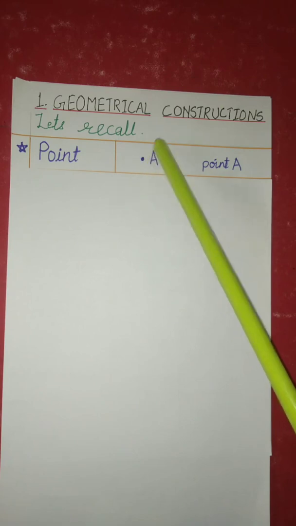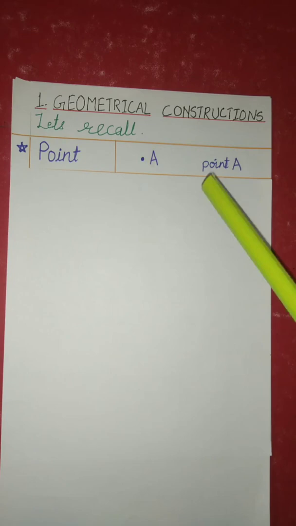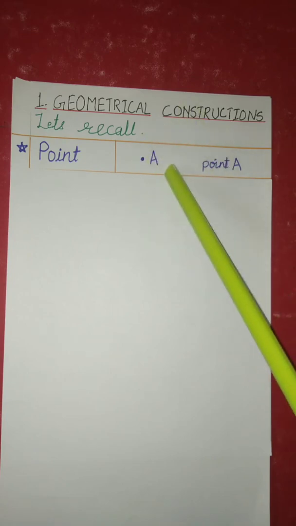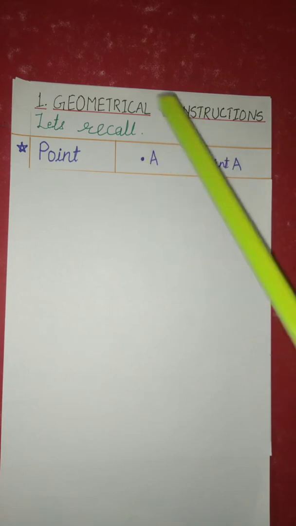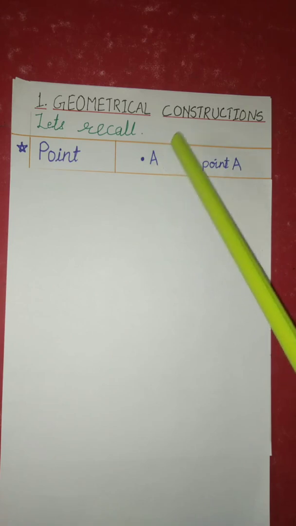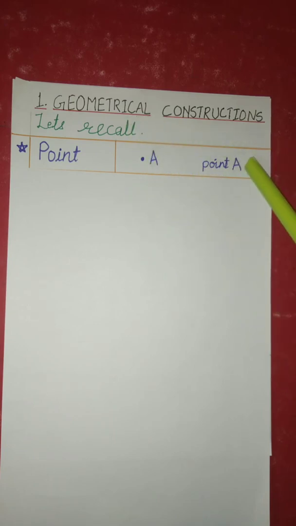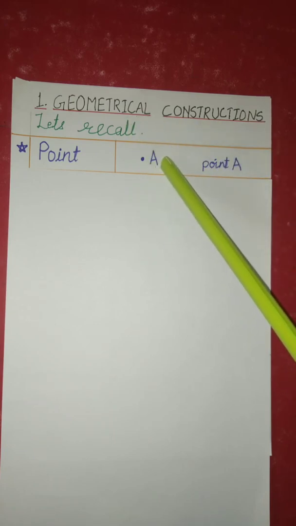A small dot made with a pointed pencil or pen is called a point. It has no length, no breadth, no height. It can be named using any capital letter of the English alphabet. Here I gave the name A, therefore you call it point A. If you give here the name B, the name of that point will become point B.